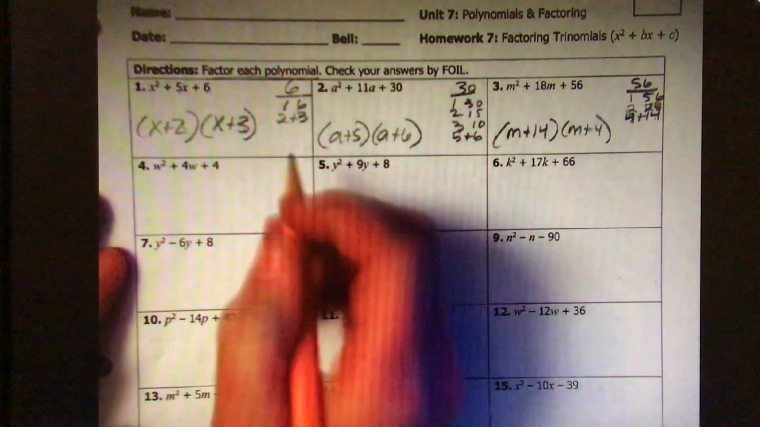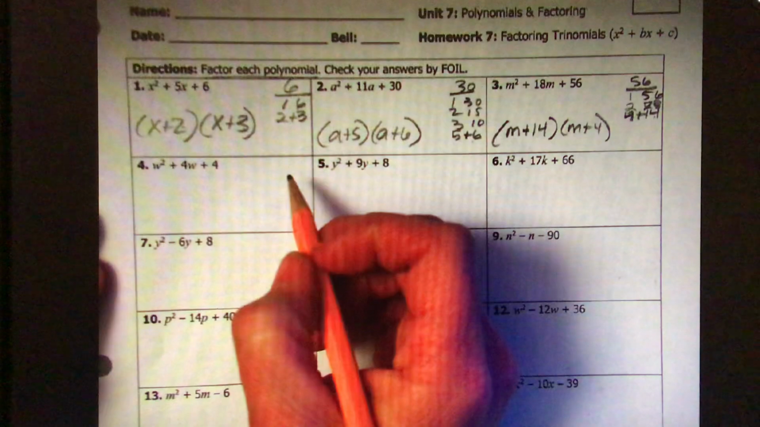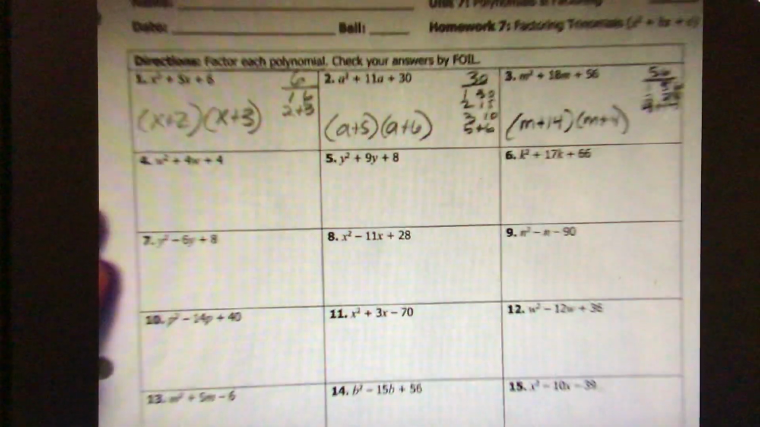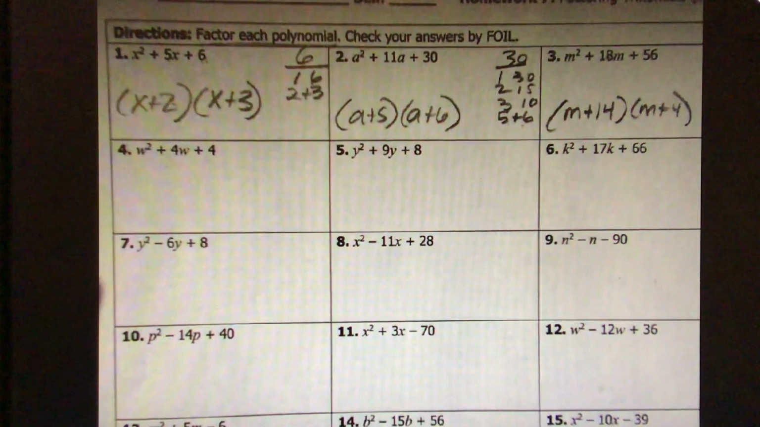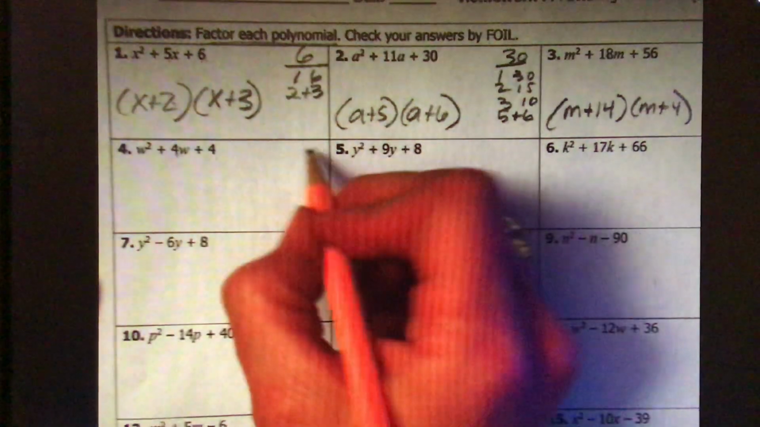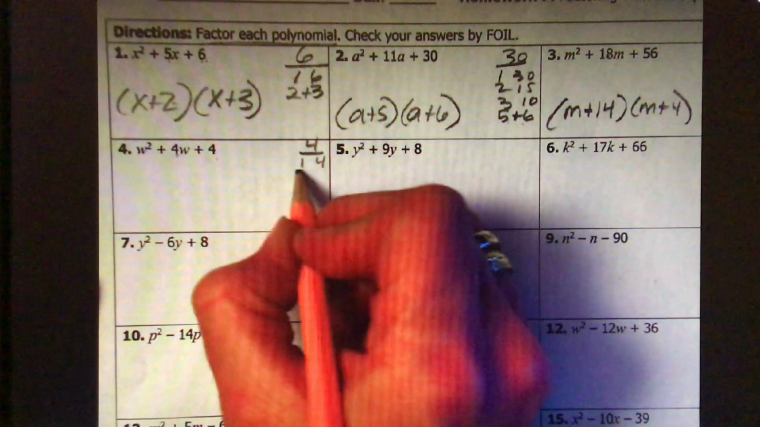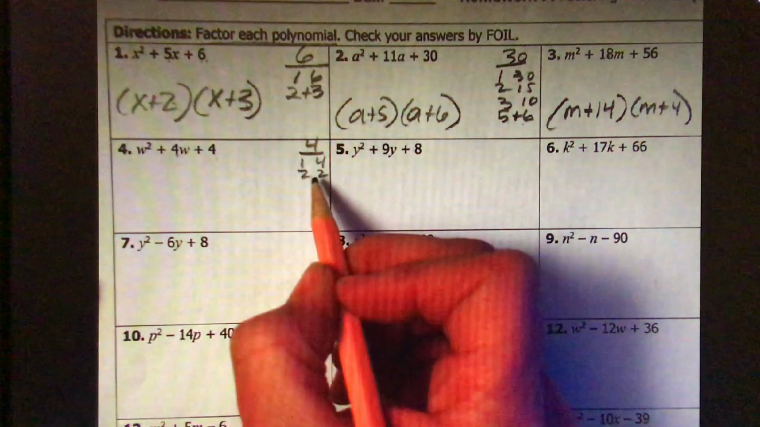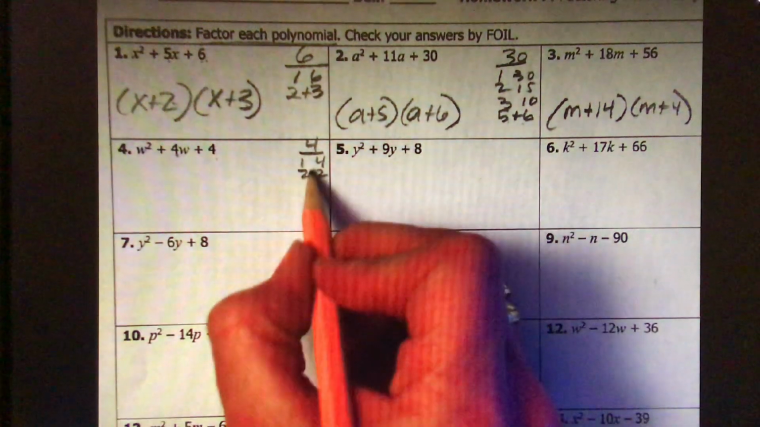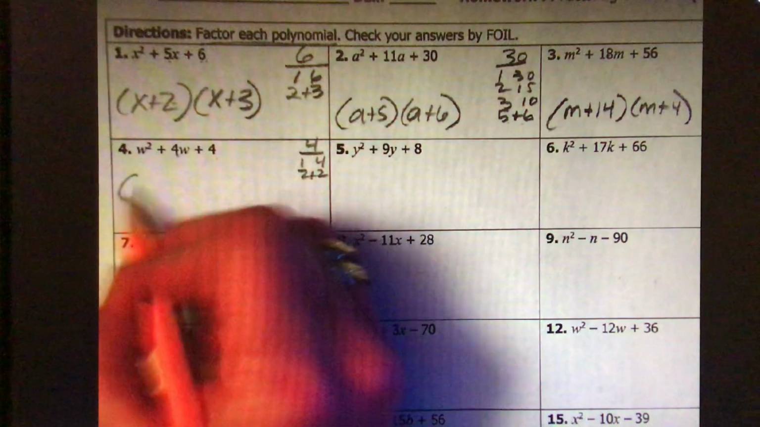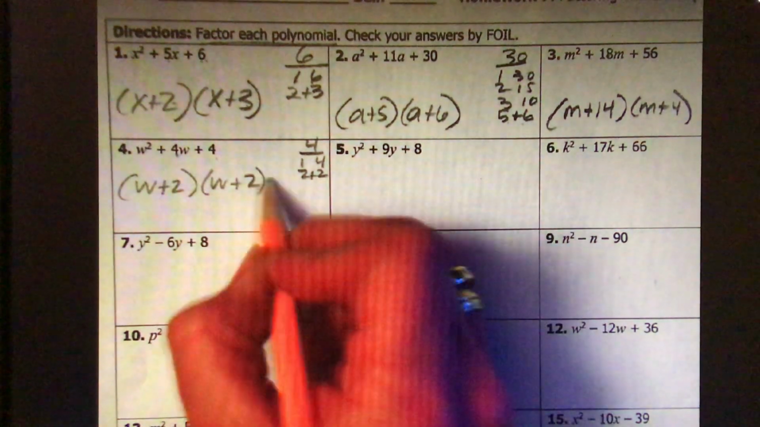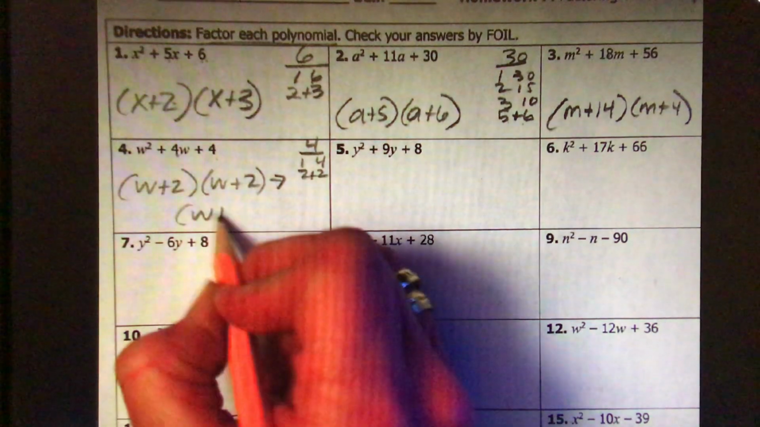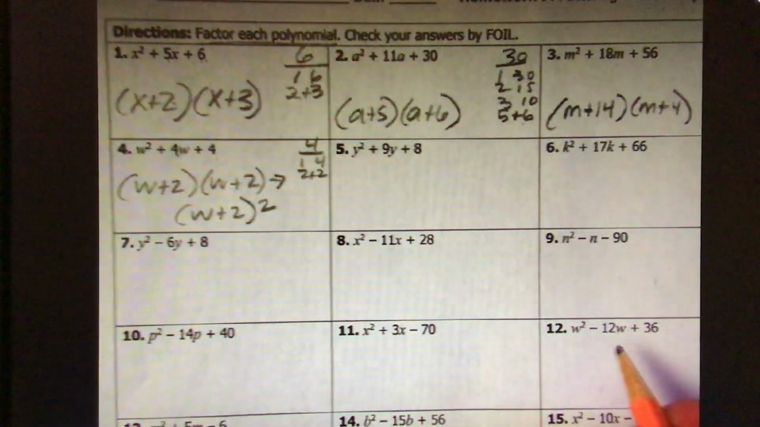Number 4, I have, I'm going to zoom in a little bit. Okay. So 4, 1 and 4, and 2 and 2, I think that 2 and 2 is going to work, and they're all addition, so I'm just going to add those together. So I have w plus 2, and again, remember, I can rewrite that. I like to rewrite that as the square to make sure you remember.